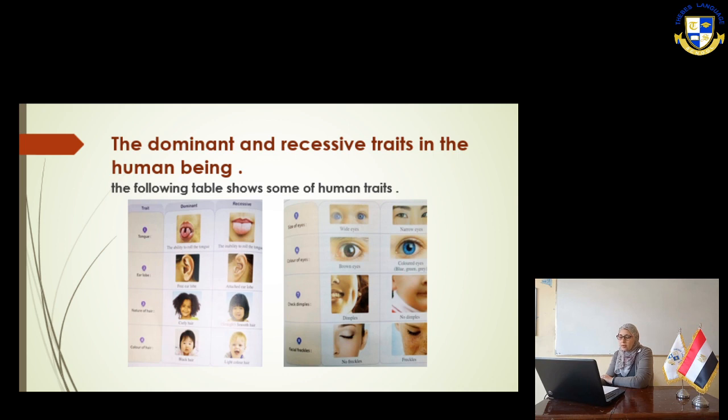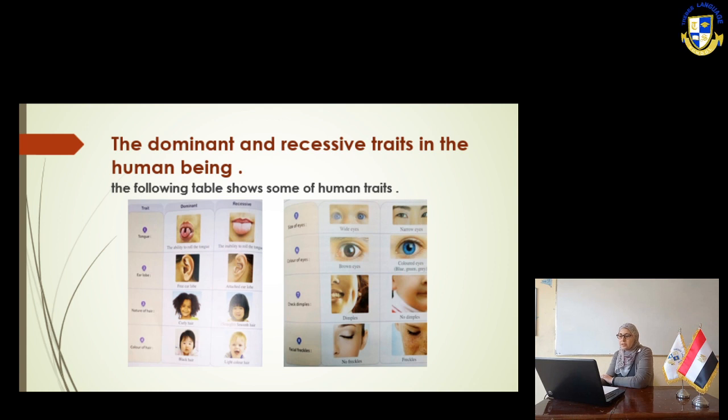And we can see the eyes. They may be wide or narrow. And the eyes may be brown or colored. Here we can see the dimples or no dimples. Sometimes we can see no freckles or freckles.